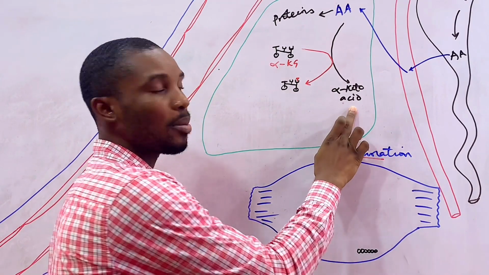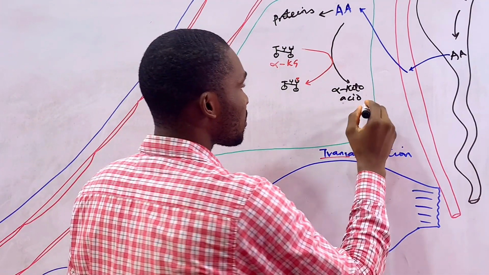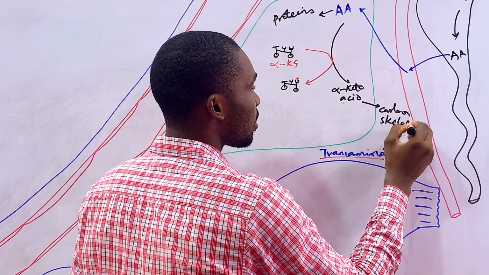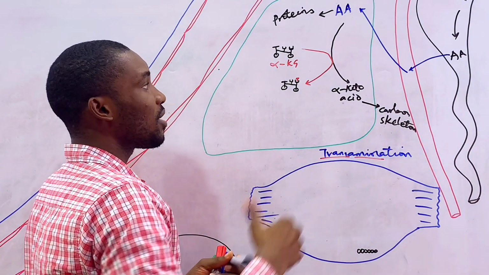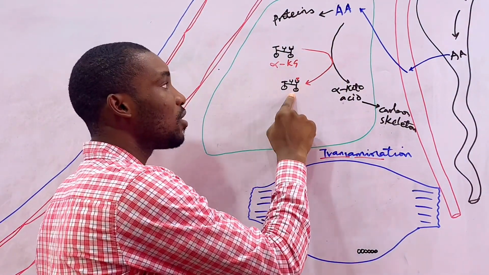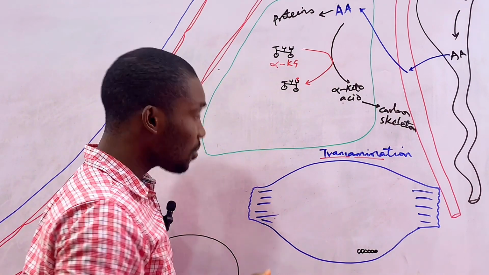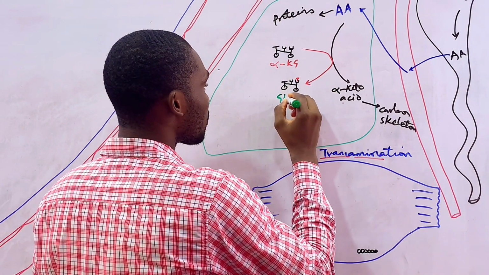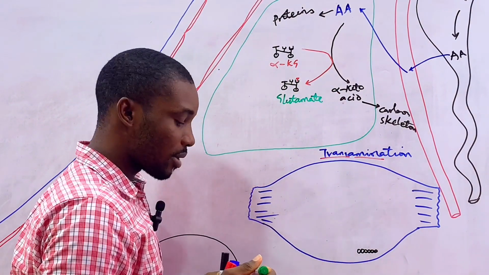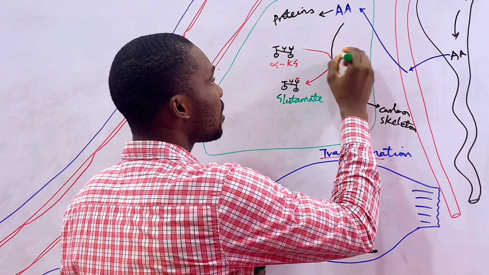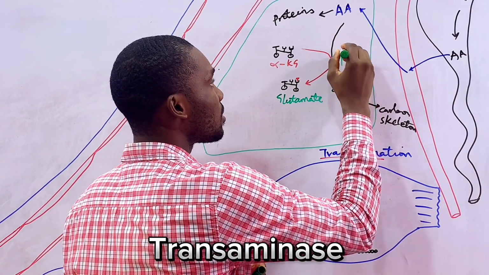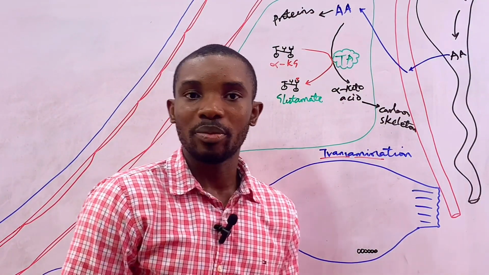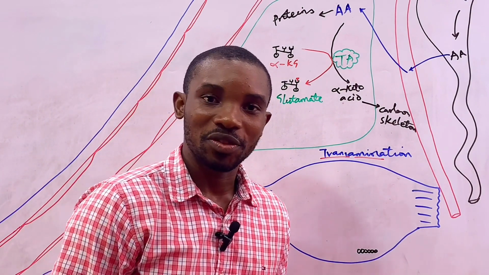Okay, so we now have our carbon skeleton. So we have a carbon skeleton, and then we now have what? The amino group transferred onto this molecule to form what? Glutamate. Okay, so let's say this is our glutamate over here. Now, this enzyme is what? Transaminase. So the transamination reaction is carried out by what? Transaminase. There are different transaminases depending on what? The amino acid involved. All right.